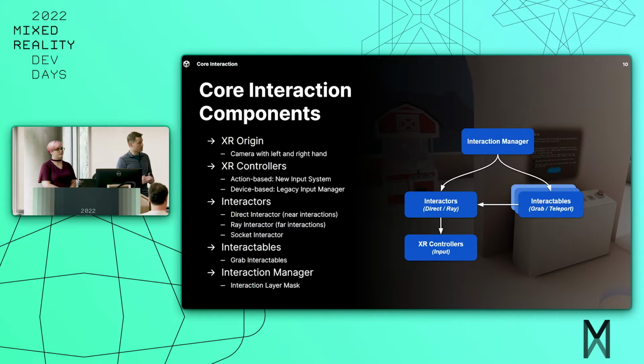The two of them that are the most important are probably the direct interactor. That's for near field interaction, so things like picking things up, pushing things, manipulating physics in the near field. And then we have the ray interactor, so grabbing things from a distance, object manipulation, things like that, as well as UI interaction. And the last one on the list is the socket interactor.